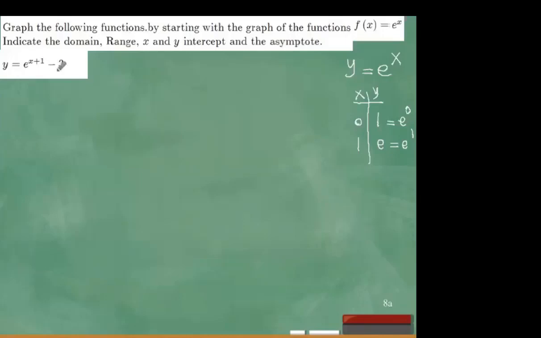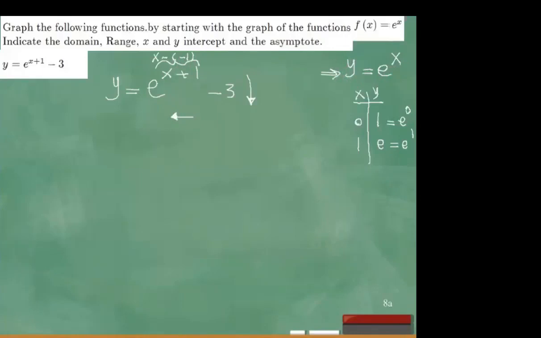And this minus 3 would indicate that my graph is going to shift down 3 units. So this number here tells me my graph is going to shift down 3 units. This minus 3. This right here is really x minus minus 1. So that means my graph shifts to the left 1 unit. Which graph? The graph of y is equal to e to the power of x.